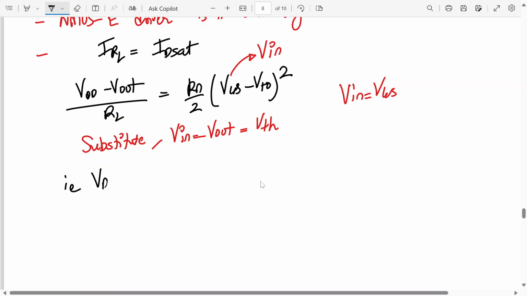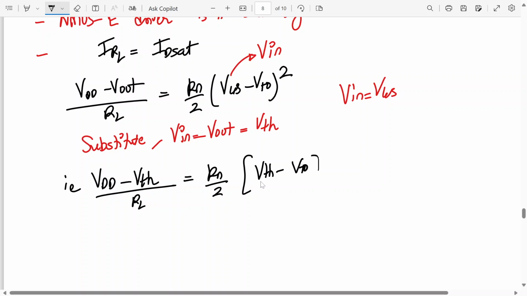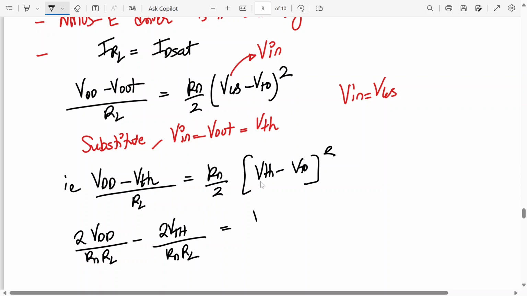So that is (VDD minus VTH) by RL is equal to Kn by 2 (VTH minus VTO) the whole square. Alright, we take this over here, so we'll get twice VDD upon Kn into RL minus twice VTH upon Kn into RL is open the bracket, A square minus 2AB plus B square, plus VTO square.